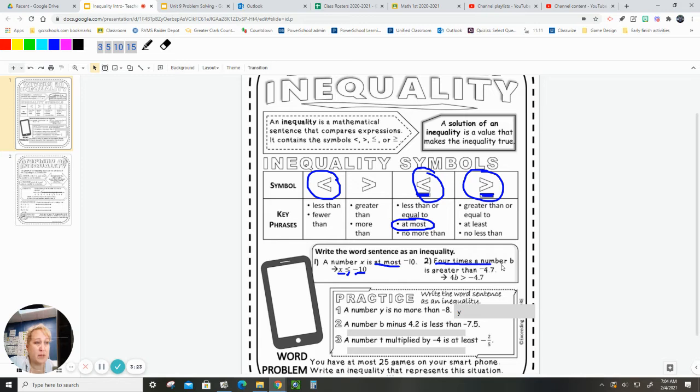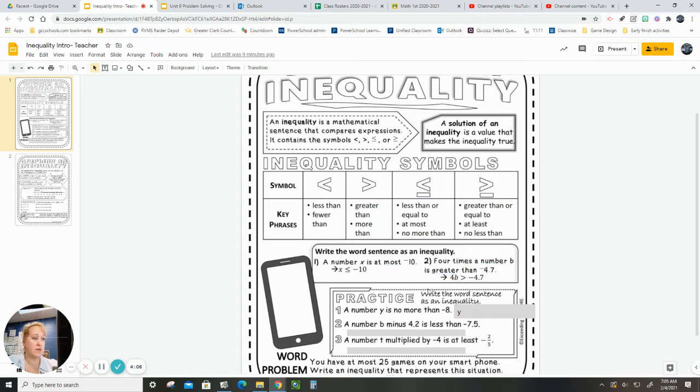Let's try the next one. Four times a number b, so that means 4b, is greater than, well, that is right here, so I'm going to use that symbol, then negative 4.7. If you're doing this on your computer, you might have a hard time writing. There is Cami, which might allow you to do some writing. Otherwise, just make sure that you're aware of it. We're going to be able to type in some of these documents down here to show that we have mastery or understanding.